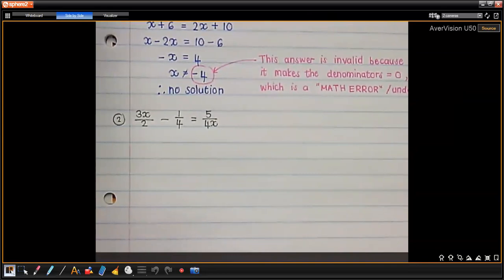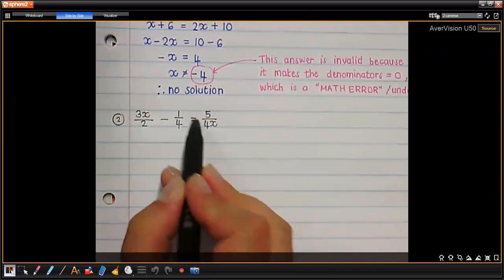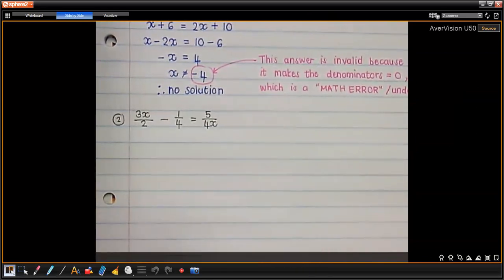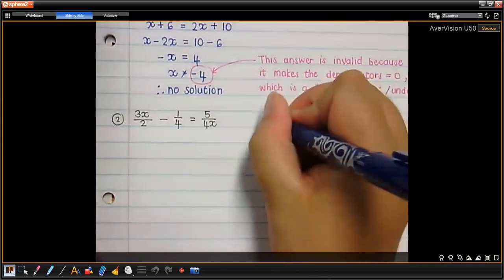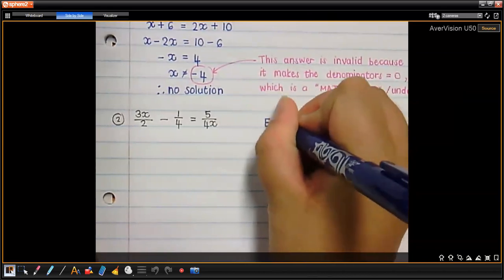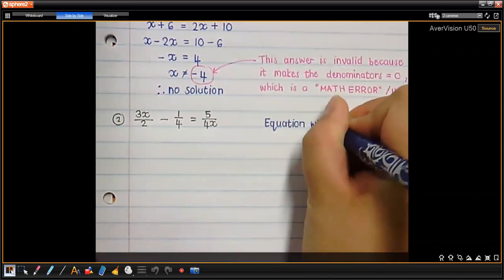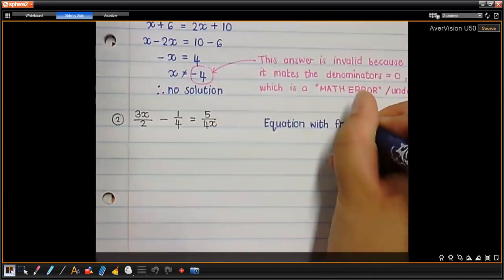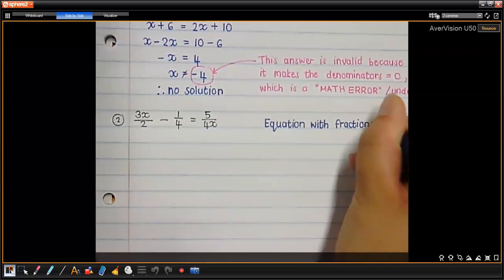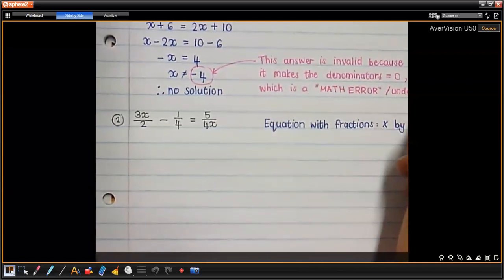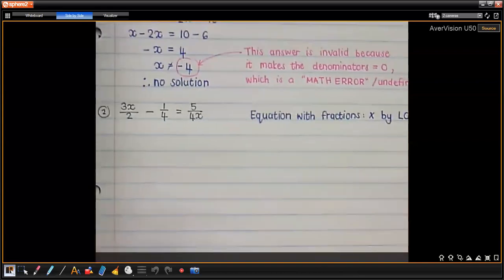What I want you to think when you are seeing this is that this clearly is an equation. There's an equal sign, and something on the other side of it. And we have fractions, right? In this case, actually, all 3 terms are fractions, so it's a bit different from the previous one. I'm just going to write again on the side, equation of fractions. So we're going to times by the LCD.